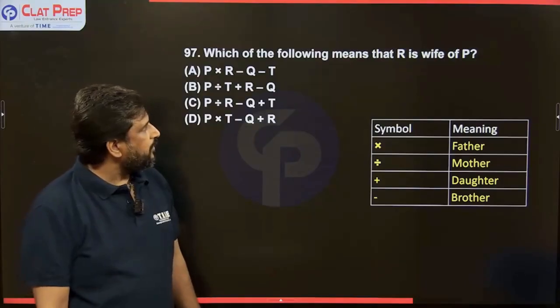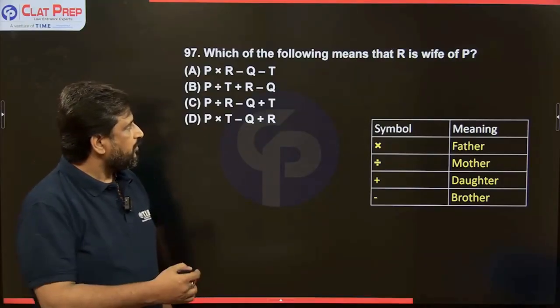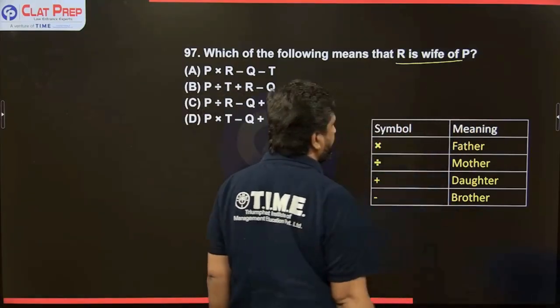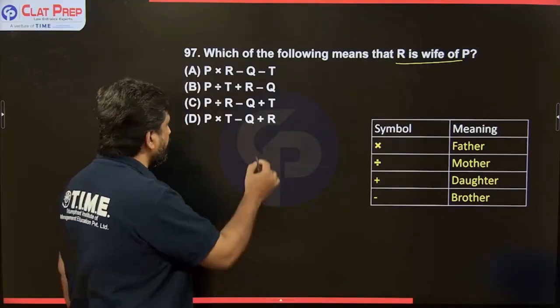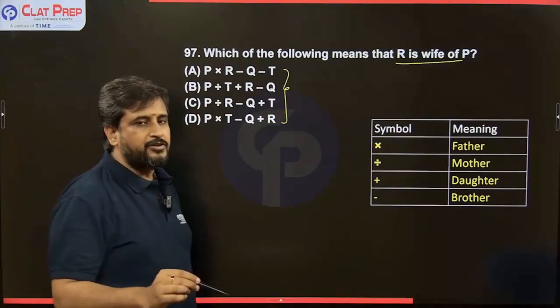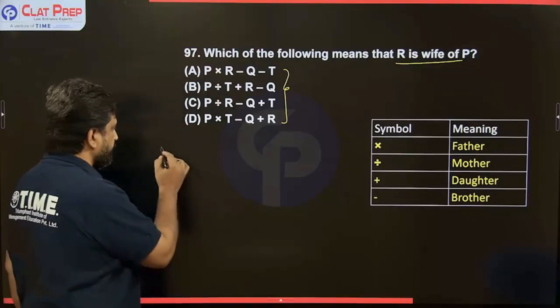Which of the following means that R is wife of P? So here we have given a relation: R is wife of P. So we have to substitute each and every choice and check which option is satisfying that condition. Now let's go to option A.